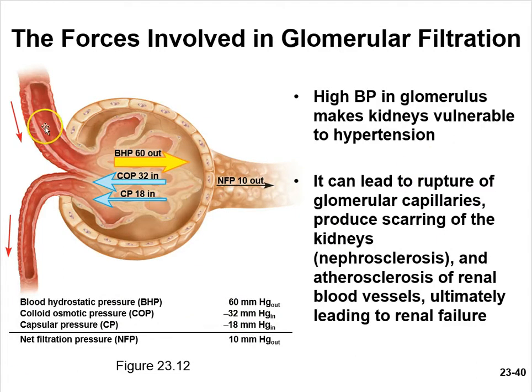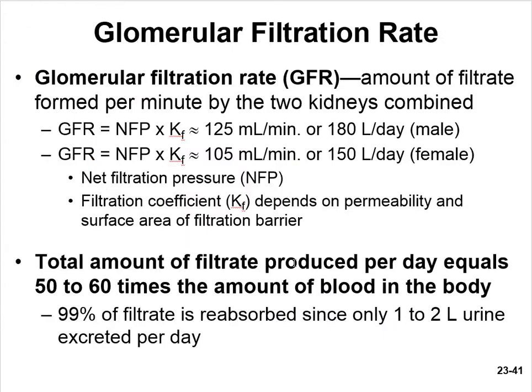So again, think of that large afferent arteriole bringing that blood in here. It's bigger, so you have that greater pressure versus the smaller one with the blood trying to leave here. So all that pressure causes more to go out into the capsule space than what's coming in. So again, NFP out is 10, which we will need for this equation.